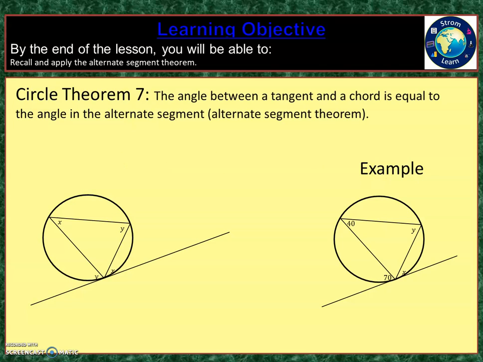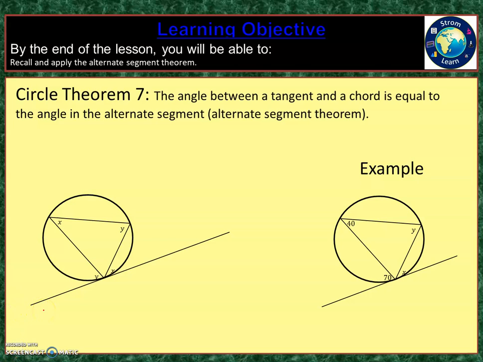So the final circle theorem states that the angle between a tangent and a chord is equal to the angle in the alternate segment, otherwise known as the alternate segment theorem. It's quite a mouthful, and you can just write alternate segment theorem. That is allowable in the exams when you're asked to give a reasoning to support your answer. So let's break this down and think about what it means.